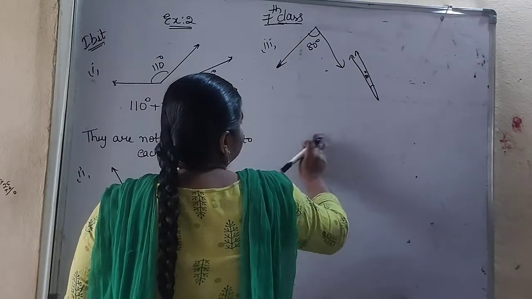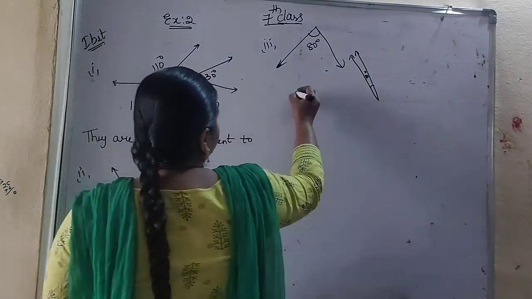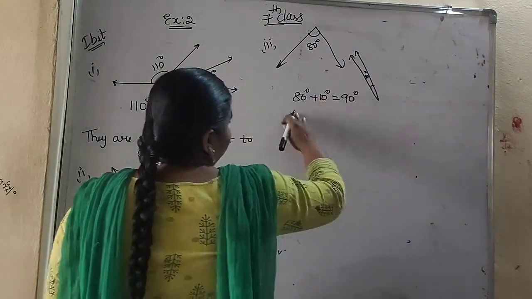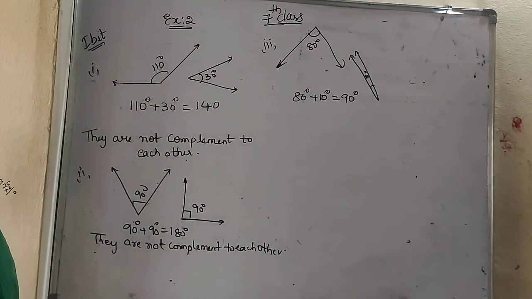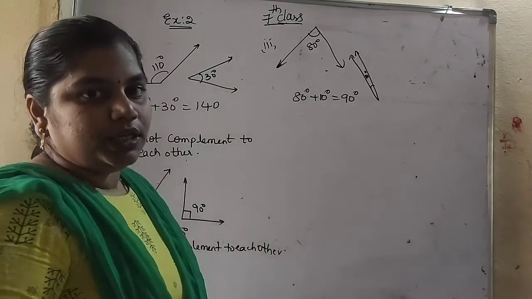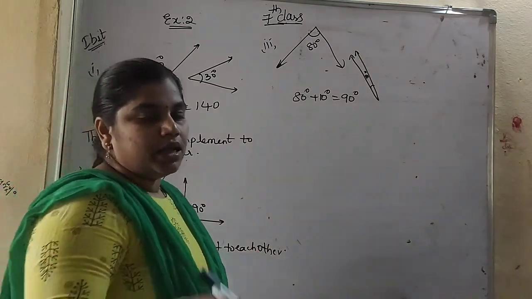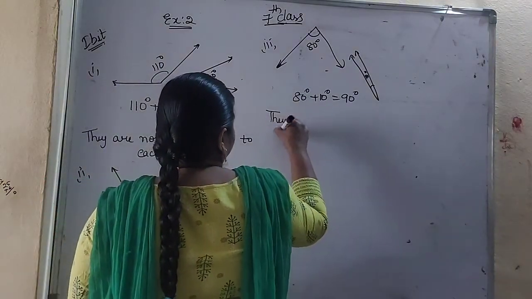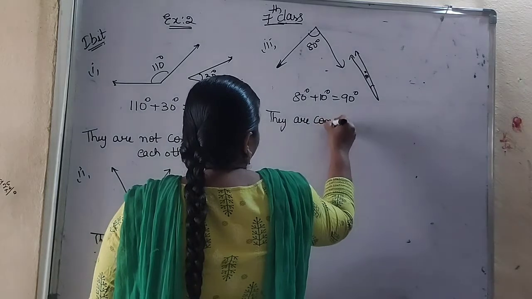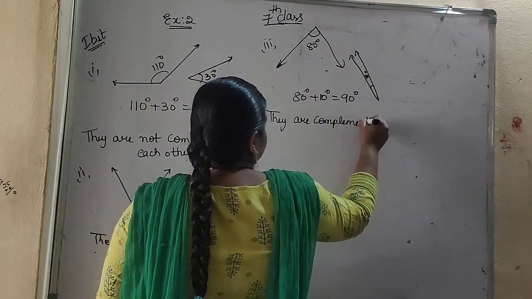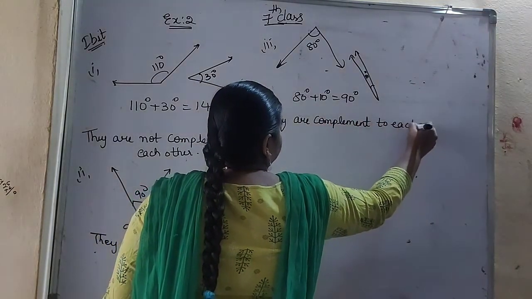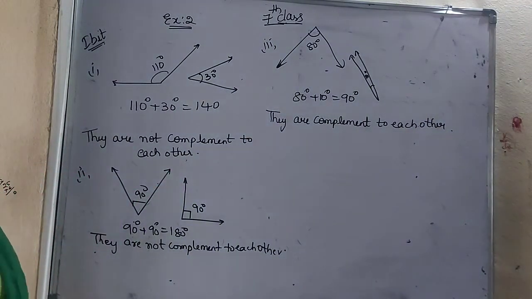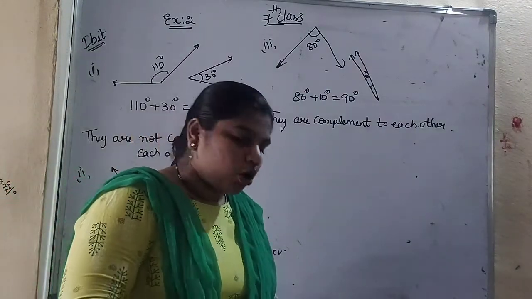Complement means the sum of two angles should be equal to 90. So 80 degrees plus 10 degrees is equal to 90. If you add these two, you get 90, so they are complement to each other. So this is our first bit. Here we only have to find whether they are complement to each other or not.